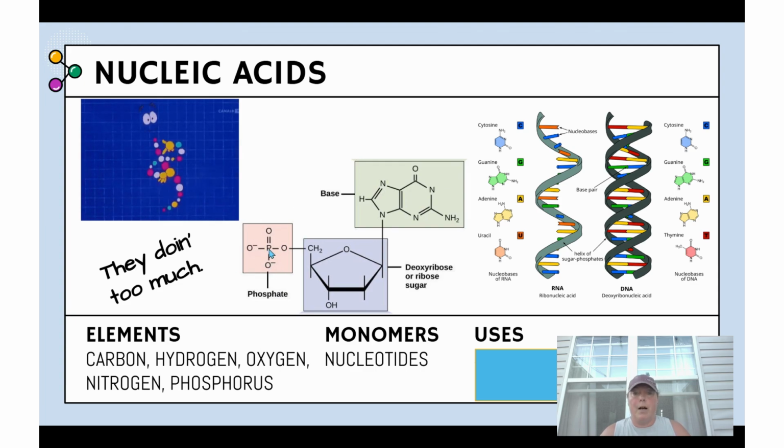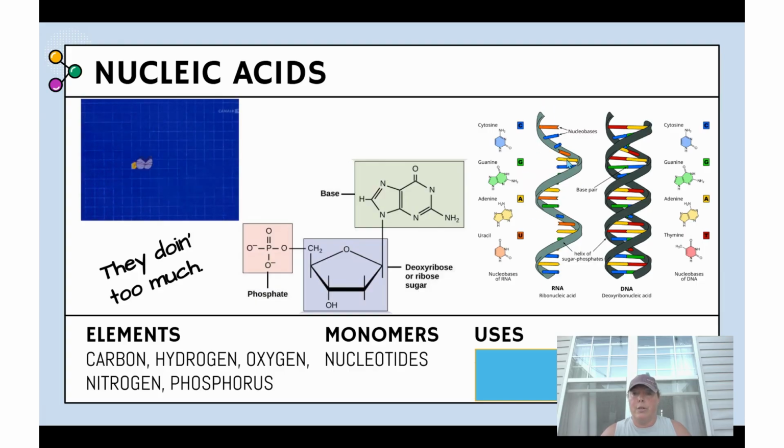So it's a phosphorus and oxygen bonded to it. It's got a 5-carbon sugar. In DNA, that's called deoxyribose, and in RNA, it's called ribose. And then it has a nitrogen base. So phosphate sugar, that's what makes this backbone here, or this structure on the outside.